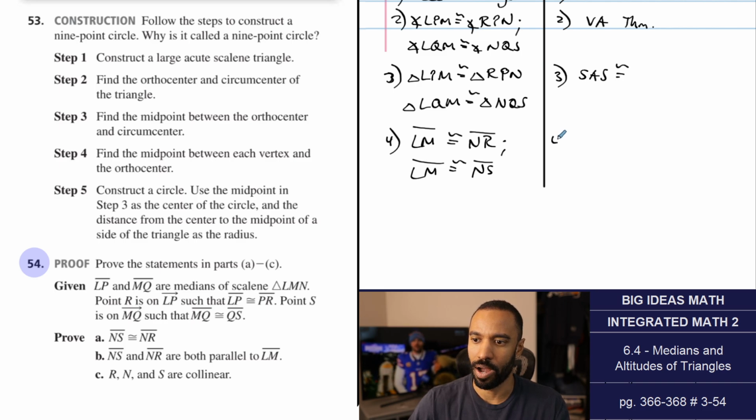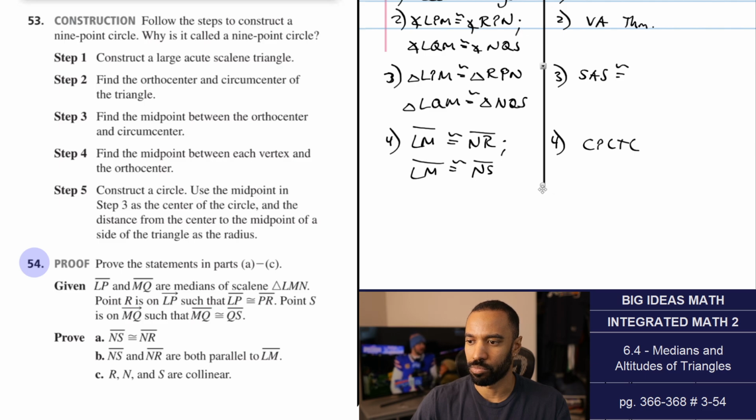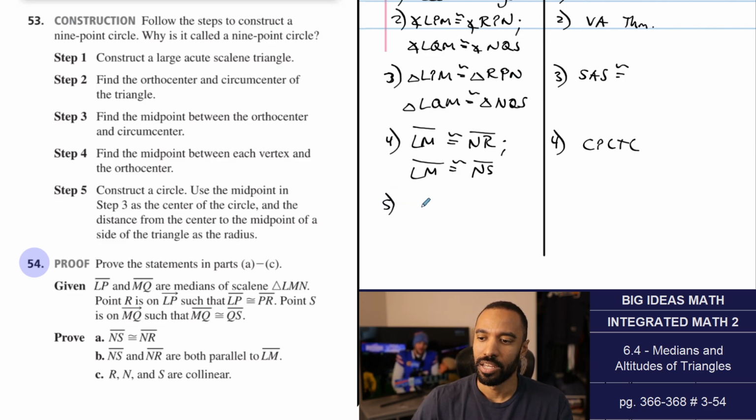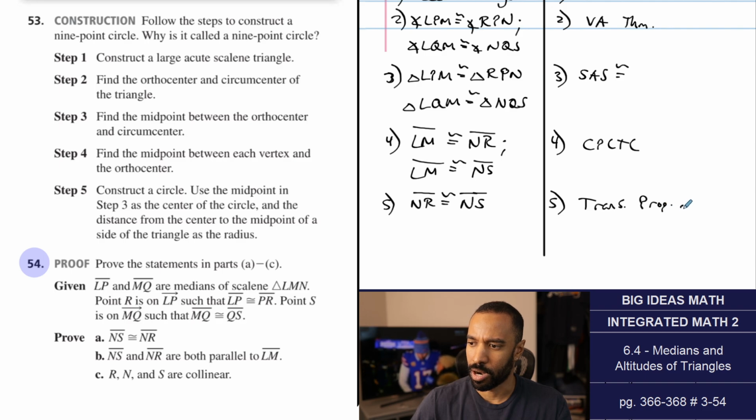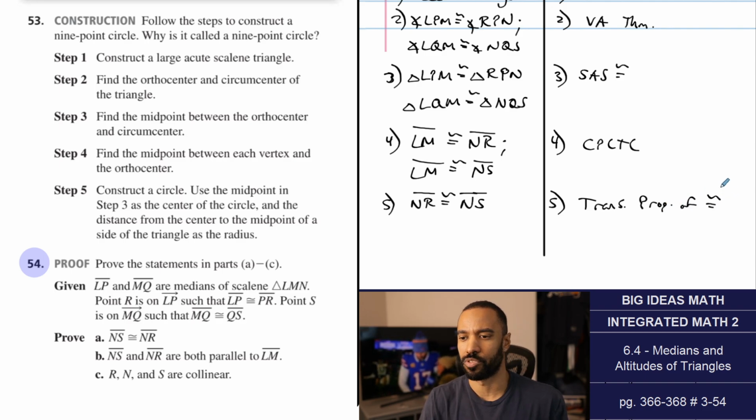It's two separate ones, but now, and I know I did statement 1 really shortly, I apologize for that. So now I can say that NR is congruent to NS by the transitive property of congruence. Okay, so there's part A.